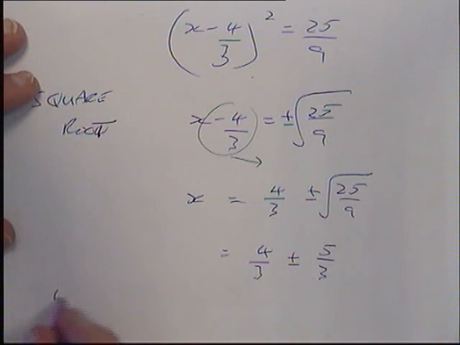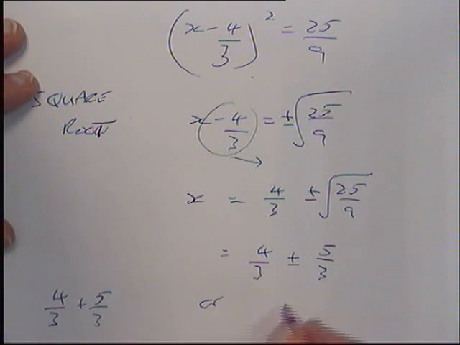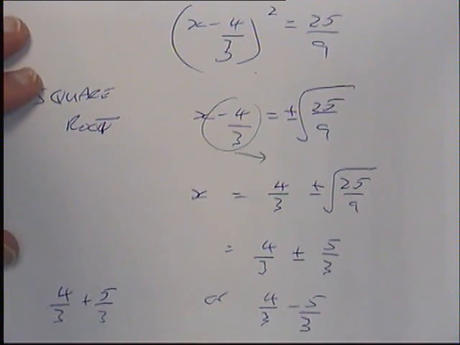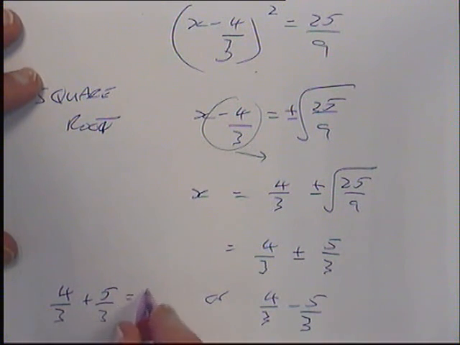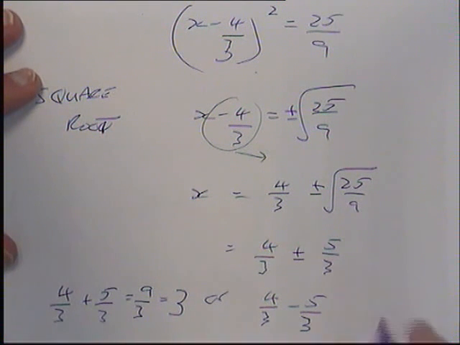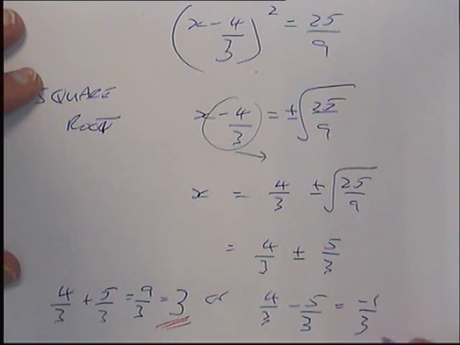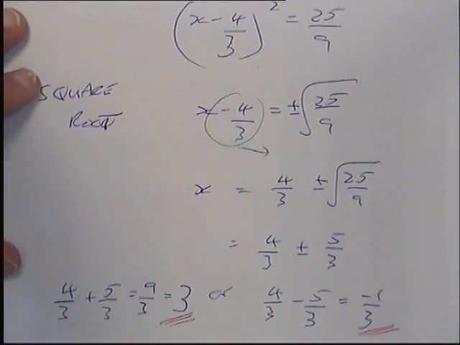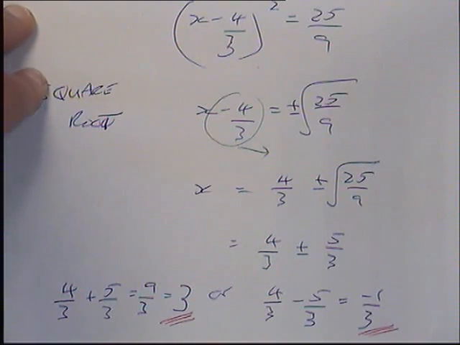So that means I get 4/3 plus 5 over 3, or my other answer is 4/3 minus 5 over 3. So over here I'm getting 9 over 3, which is just 3. And over here I'm getting minus 1/3. So if I had been asked to solve those equations, final answers are 3 and minus 1/3. That's where we're going to stop today. We are going to do some more of these next time.